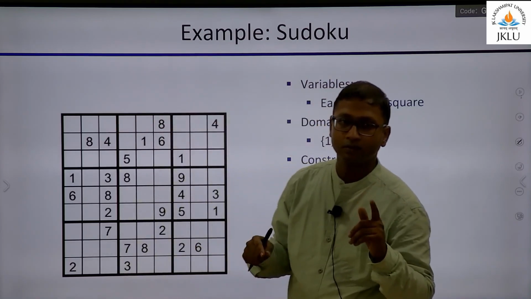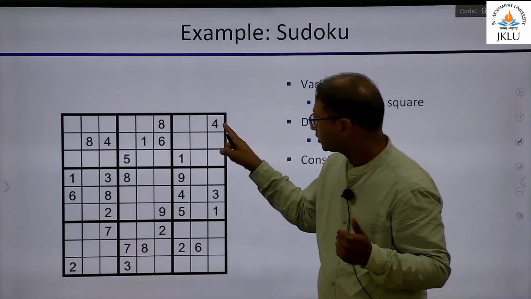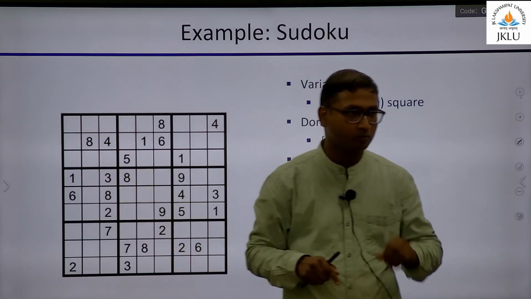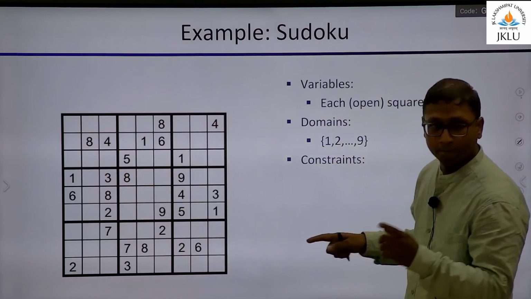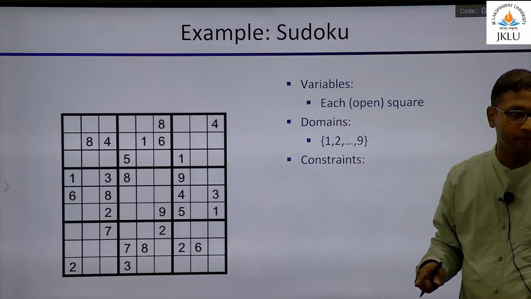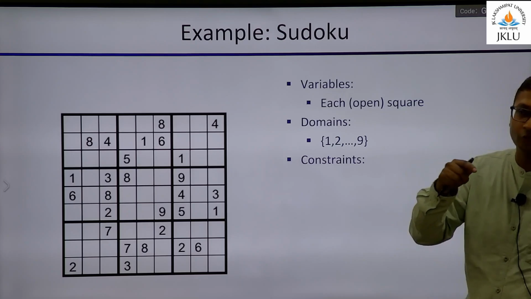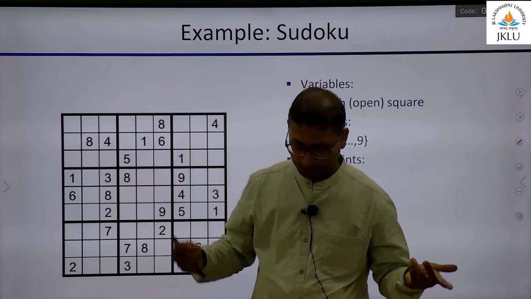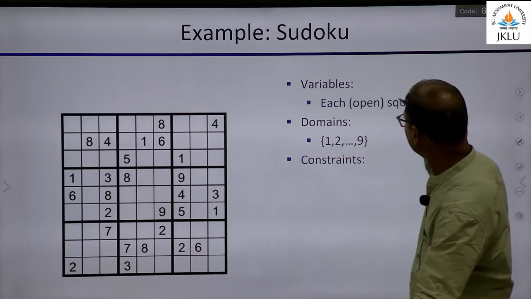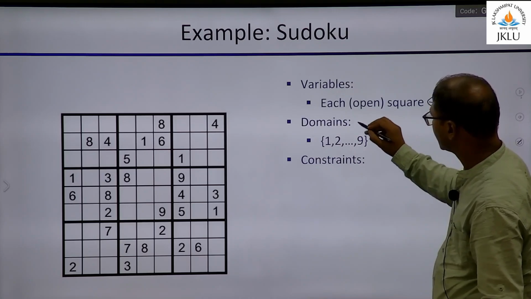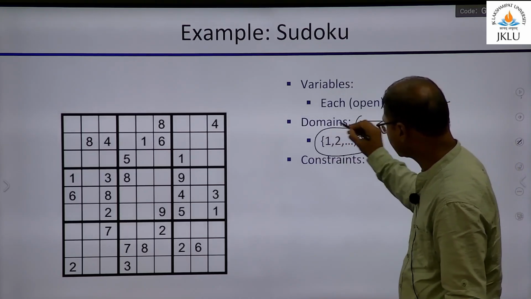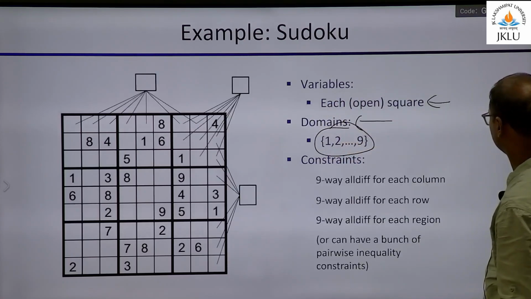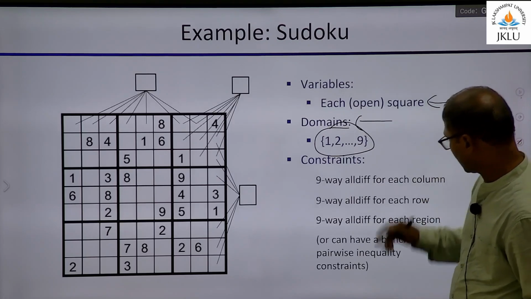So, row, column and this block, right? So they will of course sum to the same thing if you have all the different digits from 1 to 9. Okay? Variables: each open square. Domains are these. Constraints. Okay, and so on.